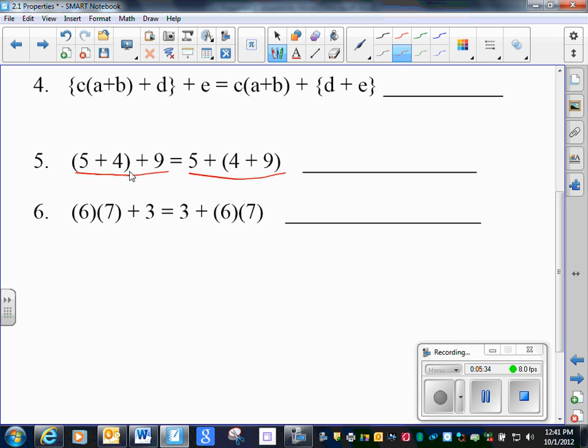Because the order is the same, this is not the commutative property. I also look for grouping symbols. Here I have the parentheses around the 4 and the 5, and here I have parentheses around the 4 and the 9. Those are two different ways to associate these numbers together. So this happens to be the associative property of addition.